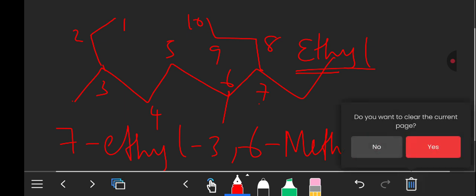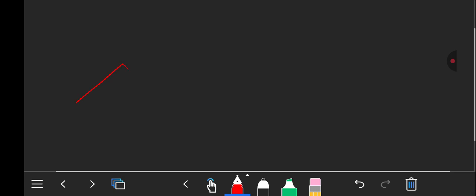Now what if you had 1, 2, 3, 4, 5, 6, 7, 8? What if I have this compound and 1, 2, 3, 4? Okay, let me. So 1, 2, 3, 4, 5, 6, 7, 8. Okay, so what if I add this compound there? I have a methyl. There I have this. So this is the compound I have.